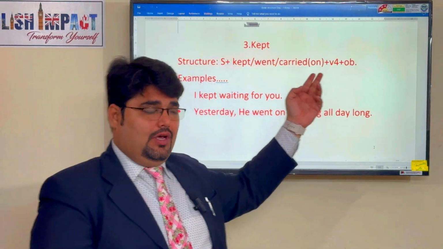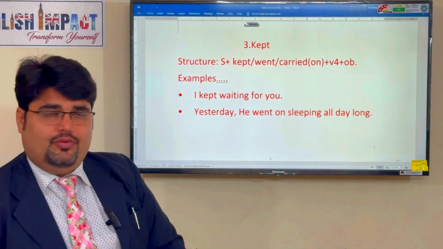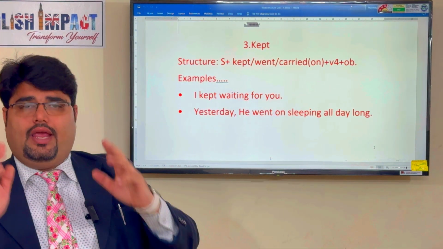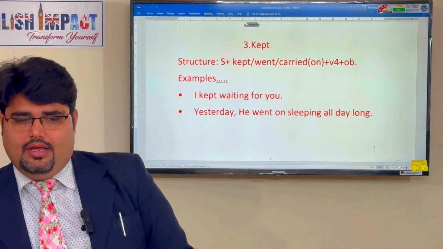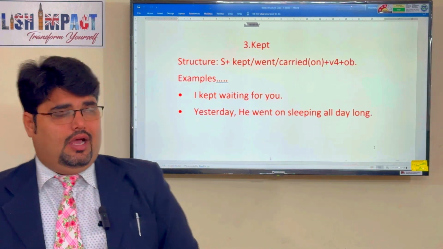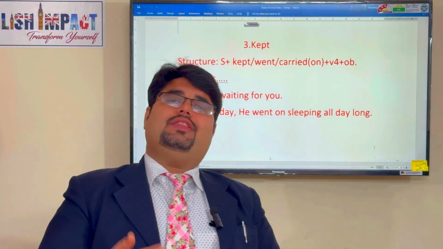V4, we have to use verb in ing for object. Follow the structure and frame sentences. You don't have to think in Hindi. And here the meaning will be karta raha. In the past, karta raha. I kept waiting for you. मैं तुम्हारा इंतजार करता रहा.